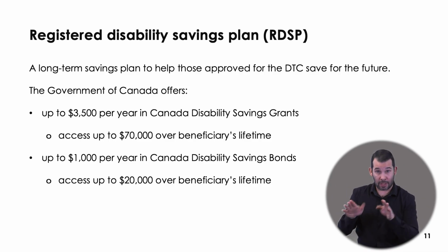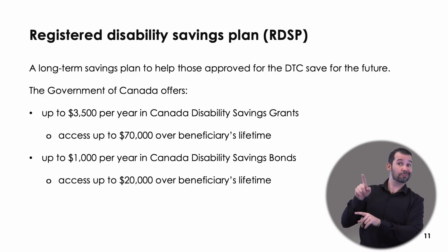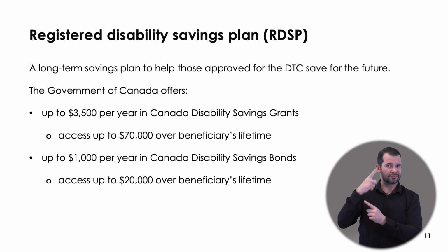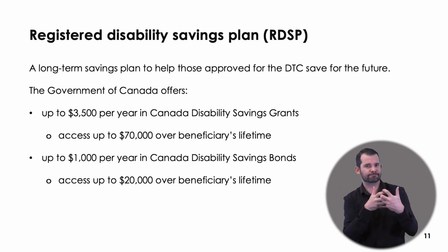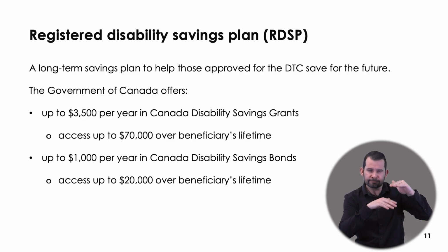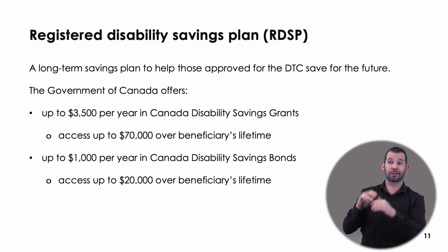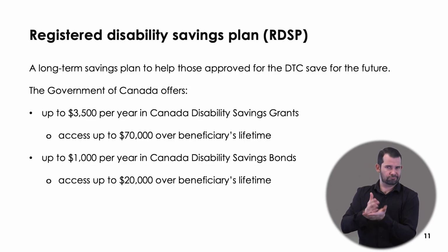Once a plan is opened through a financial institution, bond payments will be automatically deposited into the RDSP of the beneficiaries who meet the income threshold. Grants and bonds are only available up until December 31st of the year that the beneficiary turns 49 years old.